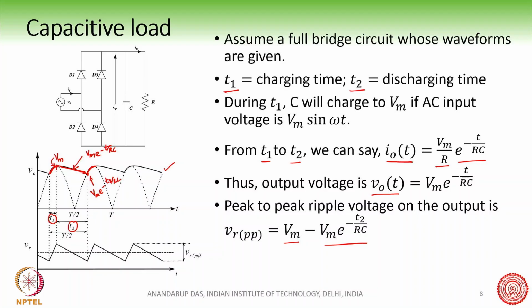So therefore we know the peak to peak ripple voltage on the output. Here we have also shown the VR peak to peak ripple voltage. This is the V0 output voltage, which has this VR peak to peak, and there is a DC component here.